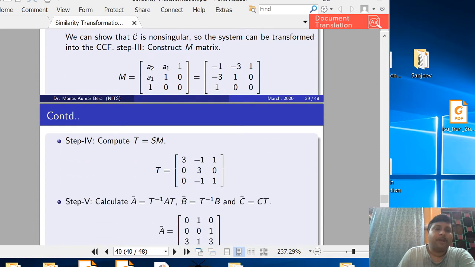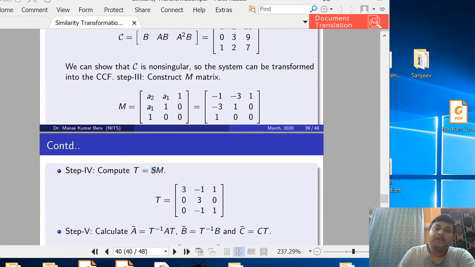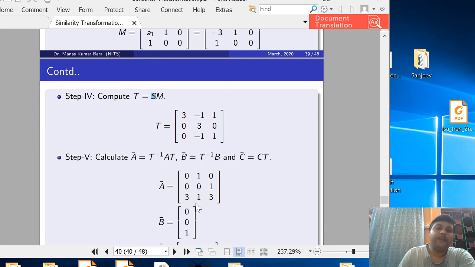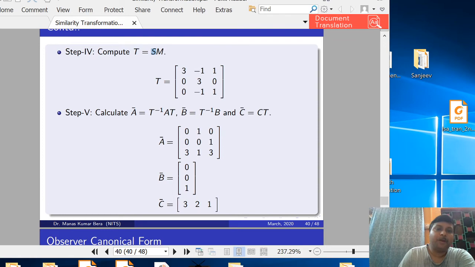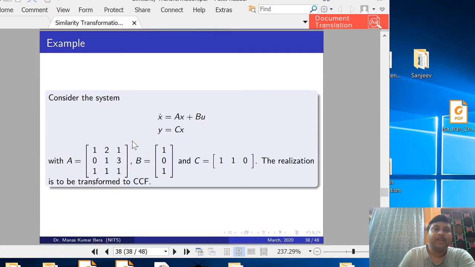Now from our definition, T is C into M. Mind that it will be C into M. So T is equal to C into M. Already C we have found out, M we have found out, so it will be this. Now if you do T inverse A T, then A bar will definitely look like this, and you see it is in controller canonical form. B bar will be 0 0 1 and C bar will be 3 2 1, whatever it comes. So this is the transformation of the given system into controller canonical form.